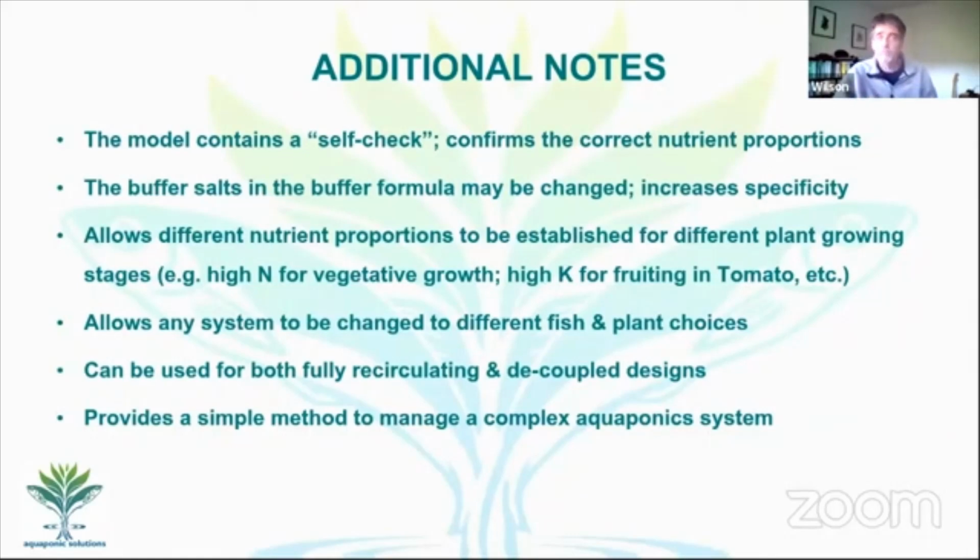You just change over. Yes, there's a little bit of a lag period, and there's different ways to get around that. But if you use something that is not a deep flow technique with low water volumes, then you can switch a plant across from vegetative growth to flowering growth in less than a week. It allows any system to be changed to different fish and plant choices.